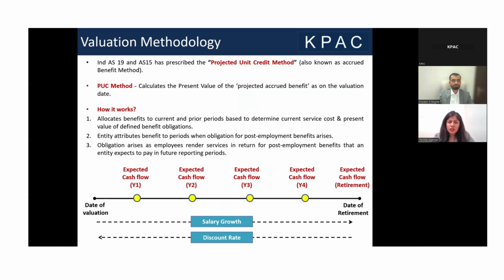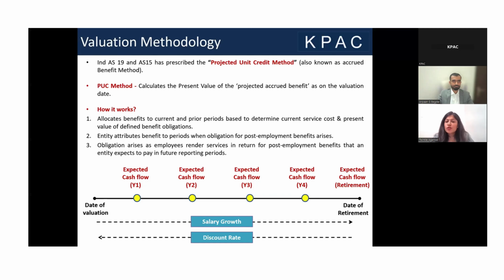Now, the PUC method works by allocating the total expected benefit cost over an employee's working life. It essentially considers each period of service as a separate unit of benefit entitlement and values them individually based on the current salaries or service of the employees. This ensures that the cost is accounted for in a systematic and fair manner, which aligns with the financial reporting standards. This is also illustrated by the timeline at the bottom of the slide, which represents the expected future cash flows: year 1, year 2, year 3, year 4, until the retirement of the employees.